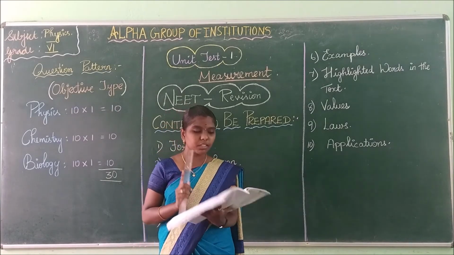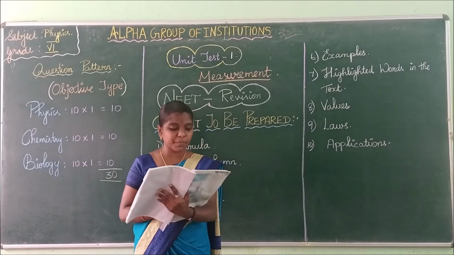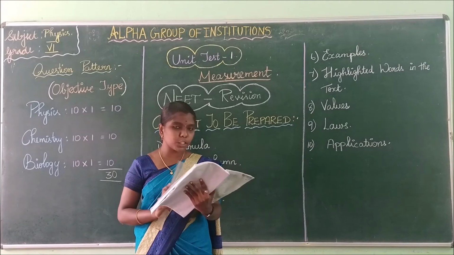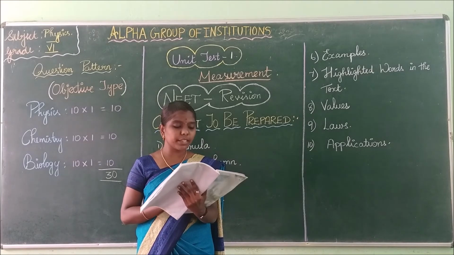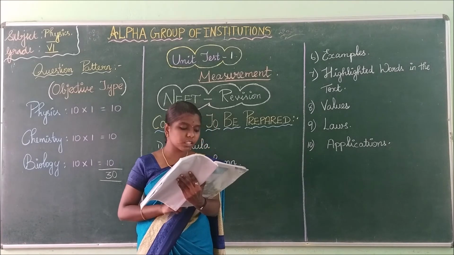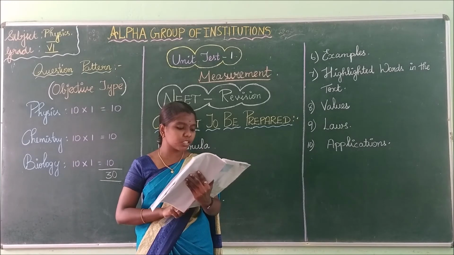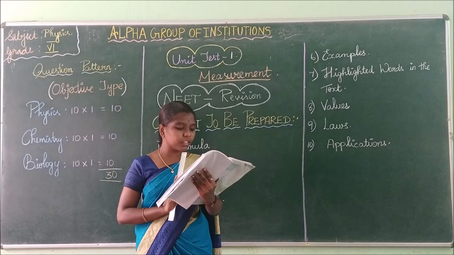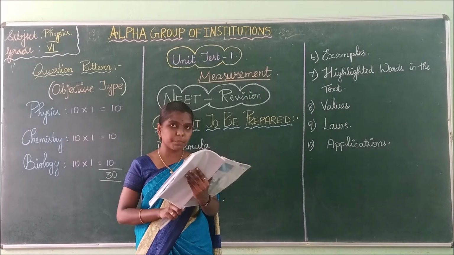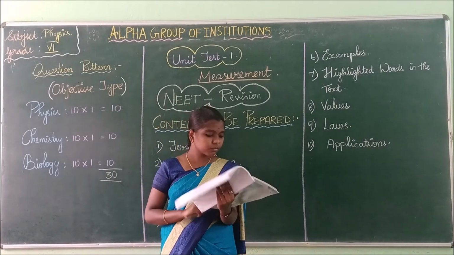See page number 11. You have the examples for physical quantity, right? You have to read those examples. Next, examples for derived quantities, examples for fundamental quantities. All the examples you have to read. Is it clear? Yes. Next, you have the definitions for mass and volume, right? Mass is the amount of matter contained in a body. Volume is the amount of space an object takes up. Mark those two points. Have you all marked? Yes.